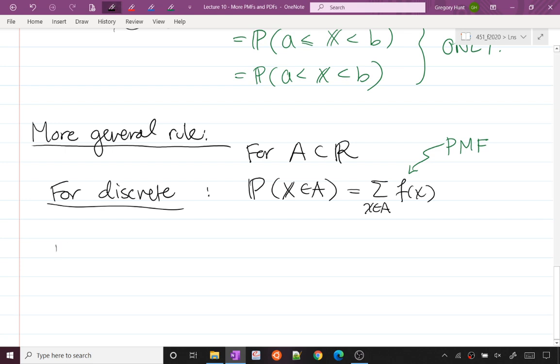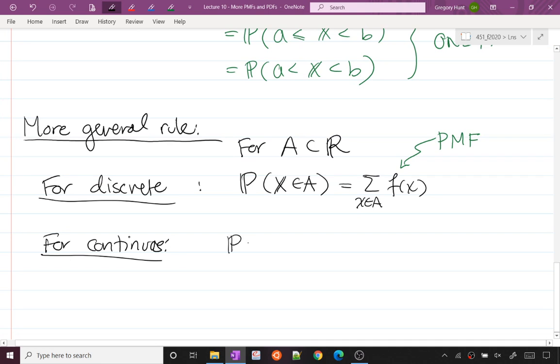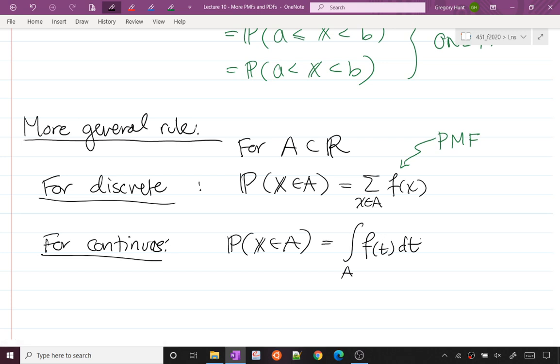In the continuous case, and we'll see this quite often, I can make an analogous claim. If I want to calculate the probability that my random variable lies in some set, which doesn't have to be an interval, just some collection of real points, instead of doing a sum, since I'm talking about continuous things now, I'm just going to integrate over the set A: the integral of f of t dt, using our dummy variable t. This is the analogous statement.